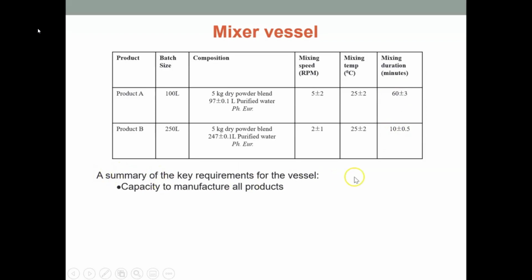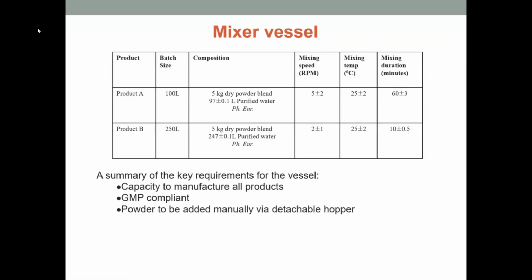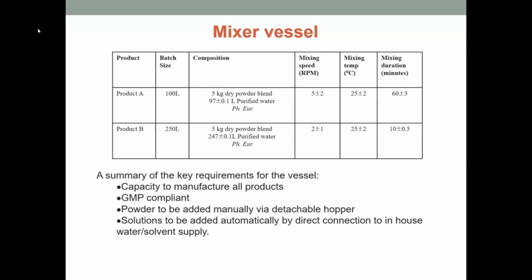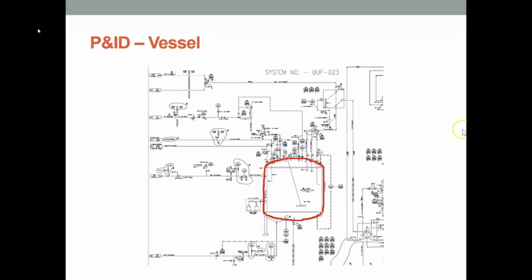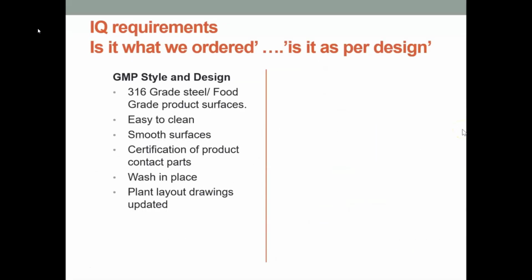A summary of the key requirements for this vessel are: it has to have the capacity to manufacture all products, it has to be GMP compliant, the powder has to be added manually via a detachable hopper, the solutions have to be added automatically by direct connection to in-house water or solvent supplies, and it has to have an automatic mixer cycle programmed to control duration, temperature, mixer speed. It has to be washed in place. It has to have the capability for wash in place. So this is your P&ID drawing for the vessel.